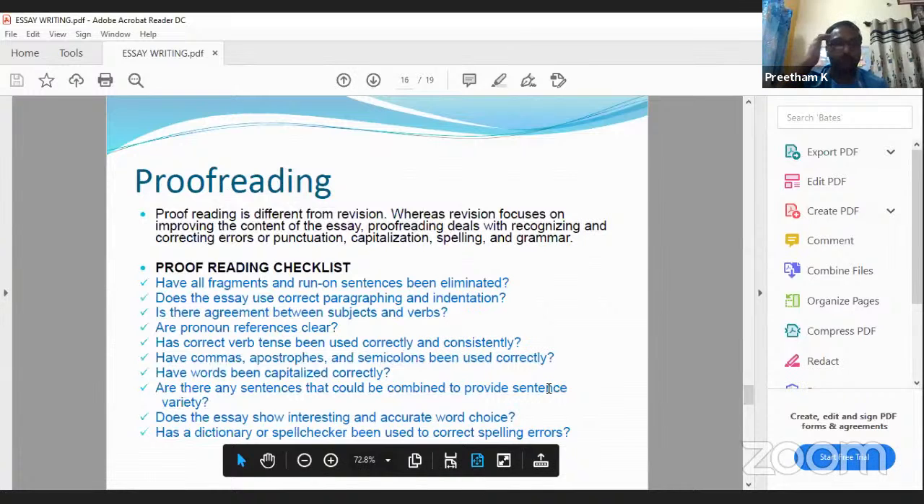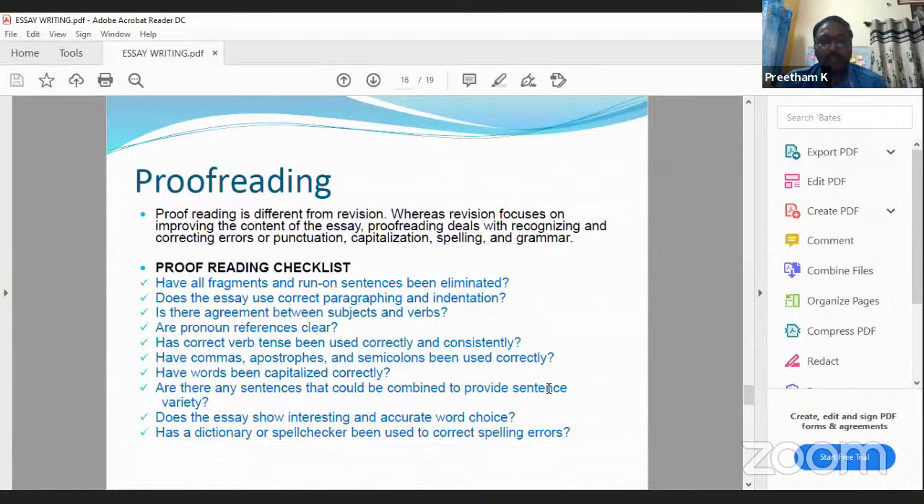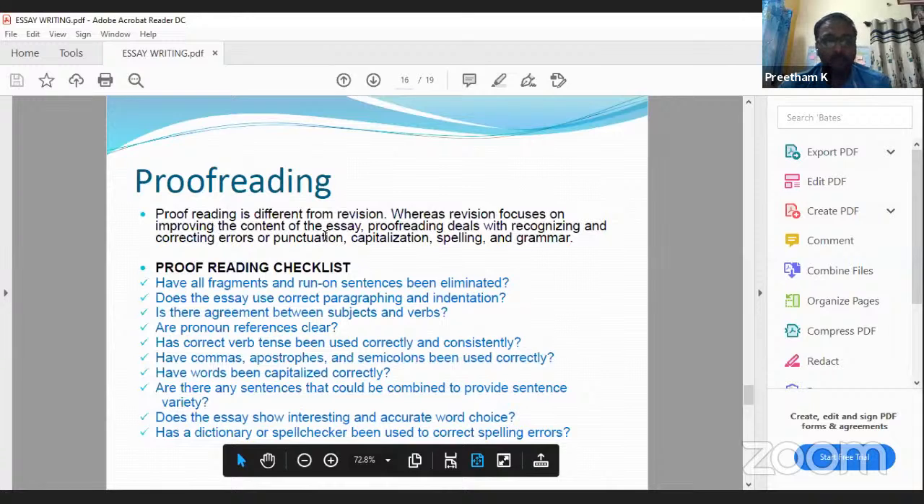Proofreading is very much important. Proofreading is different from revision. Whereas revision focuses on improving the content of the essay, proofreading deals with recognizing and correcting errors of punctuation, capitalization, spelling, and grammar. If you use Grammarly, let's say 80% of the proofreading is done.